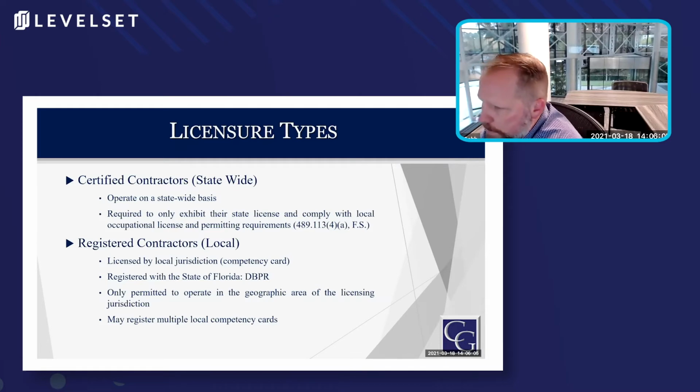They typically are issued a competency card. They register that competency card, that local license, with the DBPR in Tallahassee. And those licenses are only permitted to work on their scope of work in the geographical area for their jurisdiction. So if your license is a local license for Leon County, which is where Tallahassee is, then you are only allowed to work in Leon County unless that county has a reciprocity agreement with other counties. Then you can work in other counties, but you need to make sure that you're only practicing within the geographical limitations. If you go outside the geographical limitations, you can be hit for unlicensed activity. So you've got to be careful where you're working.